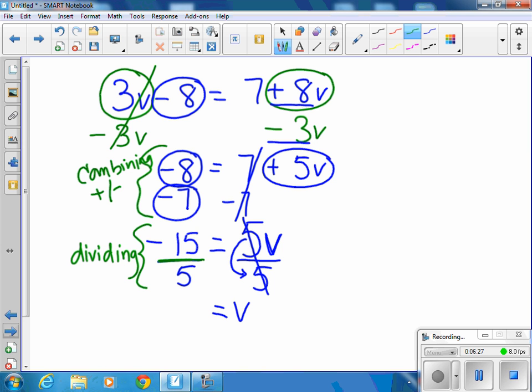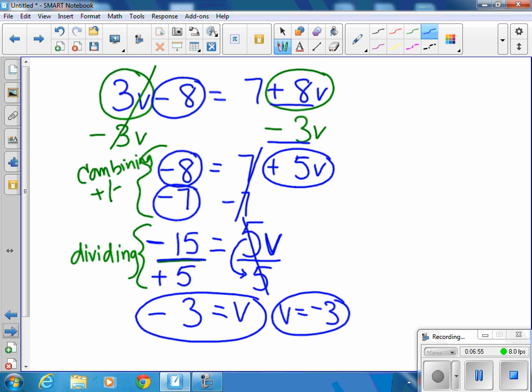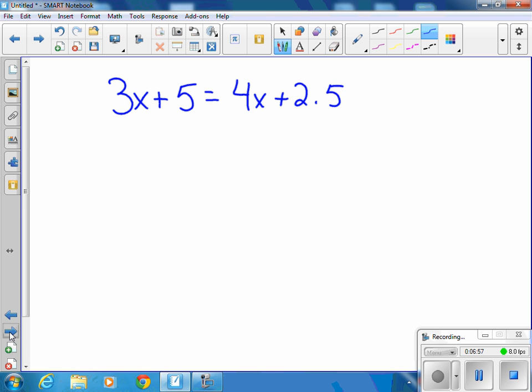I have a -15. I have a negative divided by a positive. We have to remember that what are we going to have? It's going to be a negative answer. And then 15 divided by 5, that's easy enough. It's going to be 3. You heard me say it already. And there is my answer. V is equal to 3. Again, oops, we should have done this. V is equal to -3. There we go. All right, let's try another one.